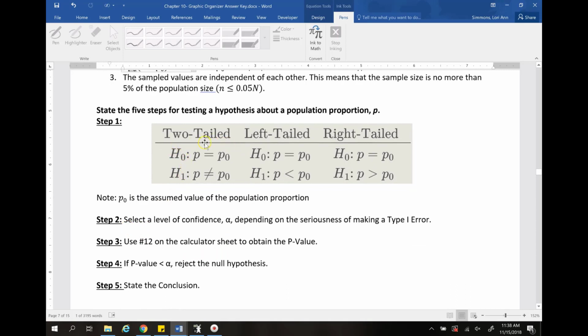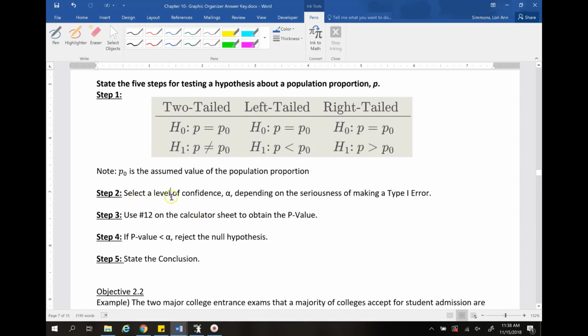Here are your 3 options. You can have a two-tailed, left-tailed, or right-tailed. Notice two-tailed is not equal, left-tailed is less, and right-tailed is greater than. Also notice that the null hypothesis always has the equal sign, and that these numbers will always match up. In the first letter here, the P, represents that we're working with a proportion.